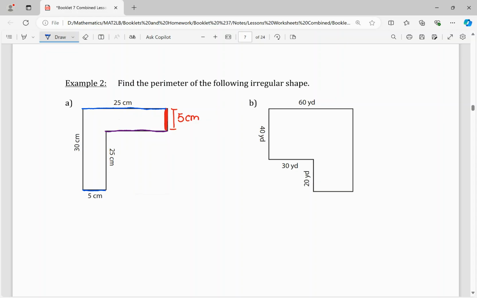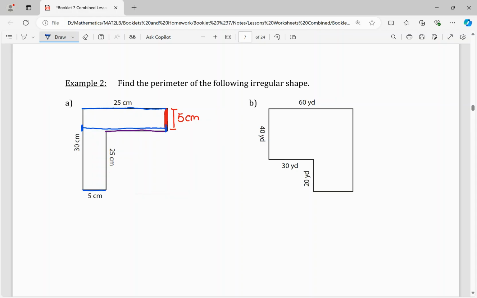Let's start with the large blue line, the one that is 25 centimeters. That line is longer than purple, so we know that purple is going to be less than 25 centimeters. Well, how much less? Let's see. If I was to bring this blue line down a bit, it would span from the very left all the way to the very right.